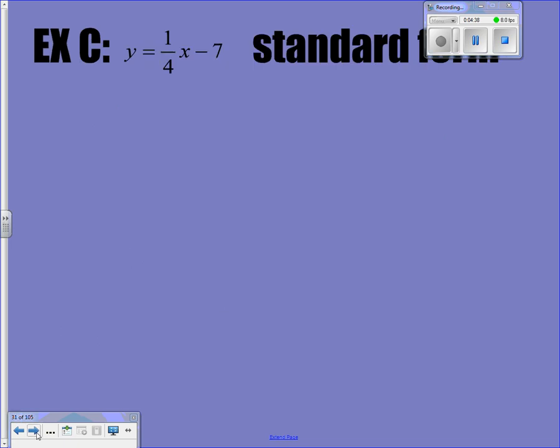Okay, example C wants you to now change this y equals mx plus b into standard form. Standard form says ax plus by equals c, which means I need my x right here to get in front of my y. So I need to move it to the other side, so I'm going to subtract it. So I'll have negative 1/4 x plus y equals negative 7. I just subtracted it to move it over.